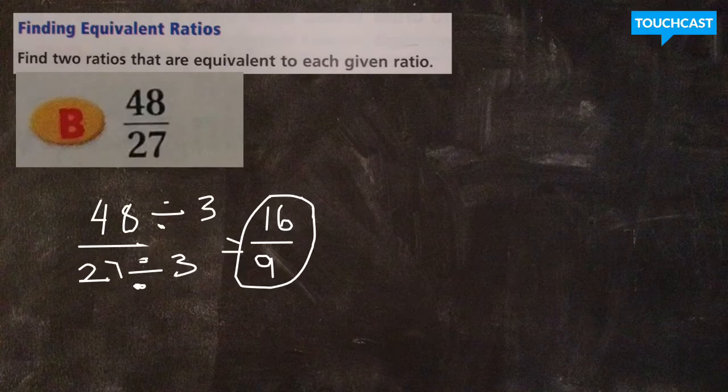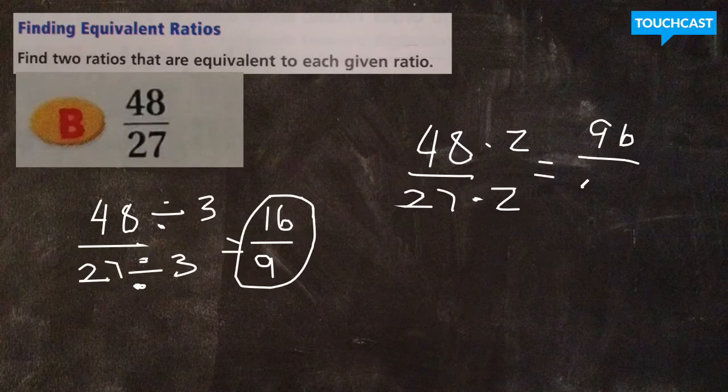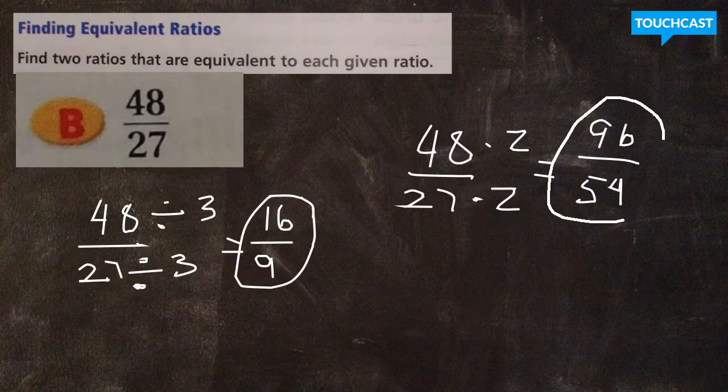Now I don't think there's a number that goes into both 16 and 9. So we're going to rewrite 48/27, and we're going to multiply. Well, the smallest number, the easiest number to multiply by, is 2. So let's multiply both numbers by 2. 48 times 2 is 96. 27 times 2 is 54. So our two equivalent ratios are 16/9 and 96/54.